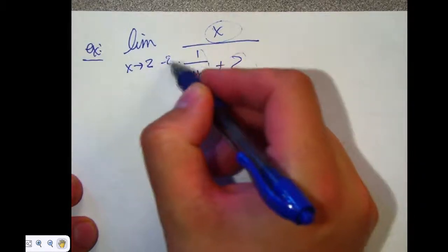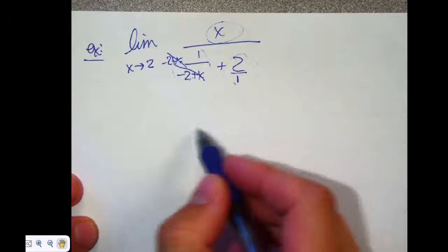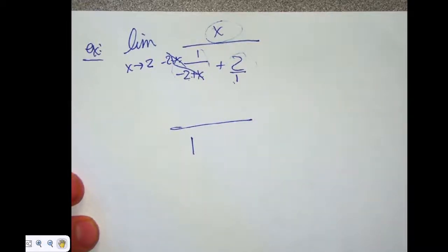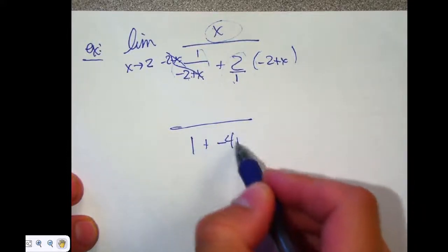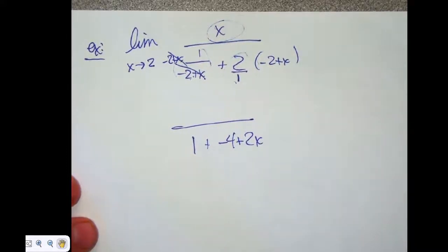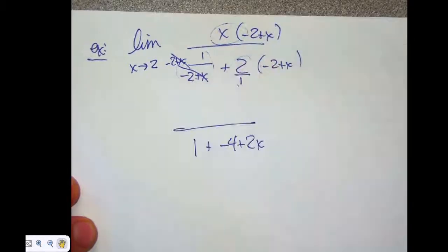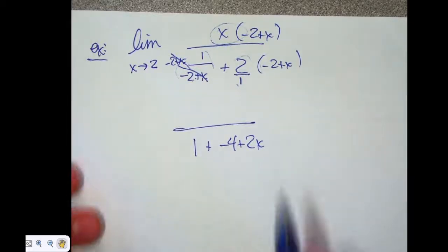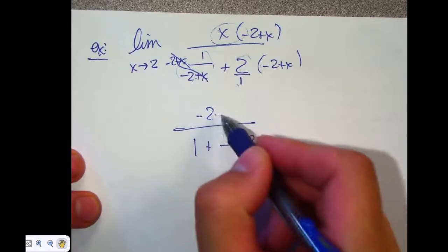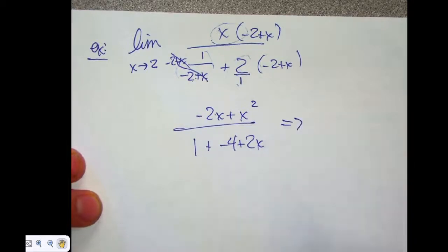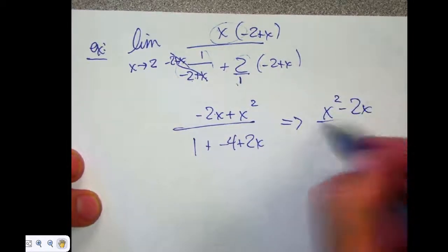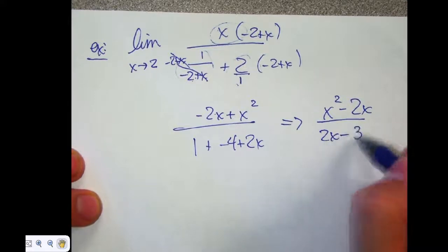When I multiply this one by negative 2 plus x, those cancel, and I just get 1 there. When I multiply this one by negative 2 plus x, I get negative 4 plus 2x. And when I multiply the top by negative 2 plus x, I can leave it, or I can distribute. Just looking ahead, it's not going to cancel, so I'm going to go ahead and distribute. So I get negative 2x plus x squared. So I really have x squared minus 2x over 2x minus 3.